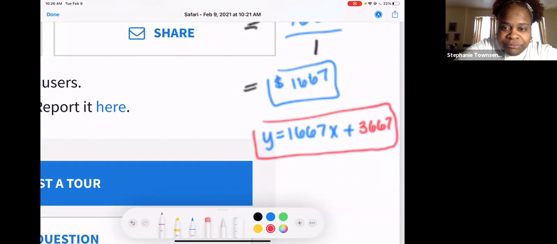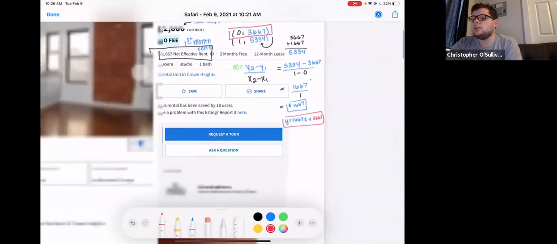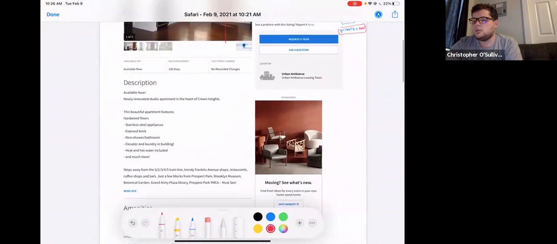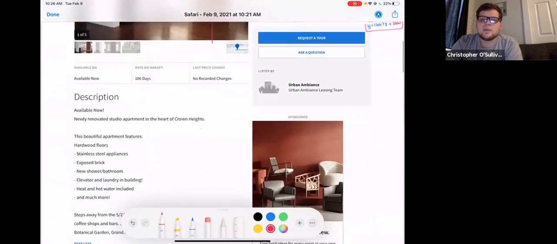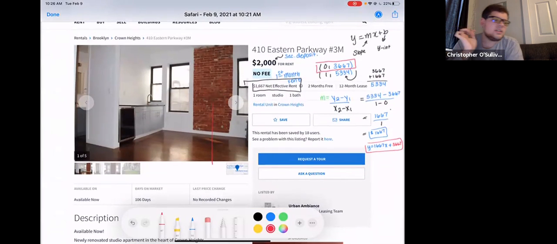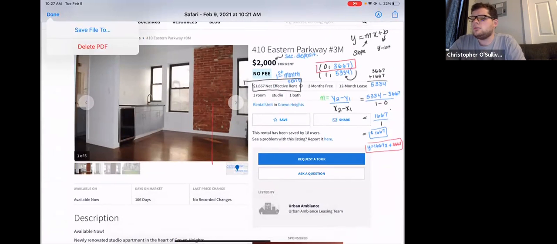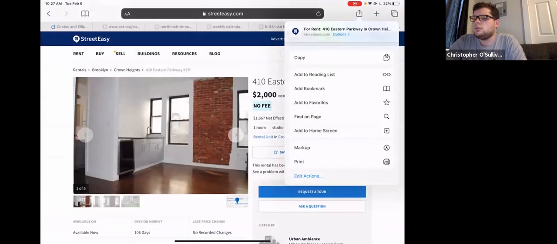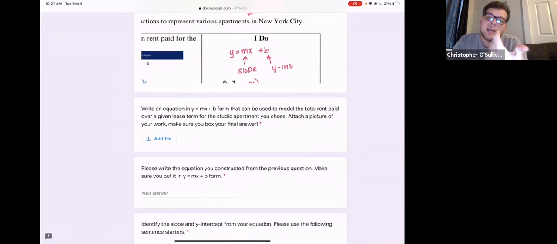Okay, so now we're gonna follow our directions. I'm gonna hit done because I'm done with this part. Oh my God, you can annotate the whole page. That's so cool. I didn't have to do all my work up there. Okay, so we're gonna take a mental note that our equation is 1,667x plus 3,667. I'm gonna actually write that down somewhere. Hit done. And now I'm gonna go back here. And after we take a picture of our work, we would attach the file.